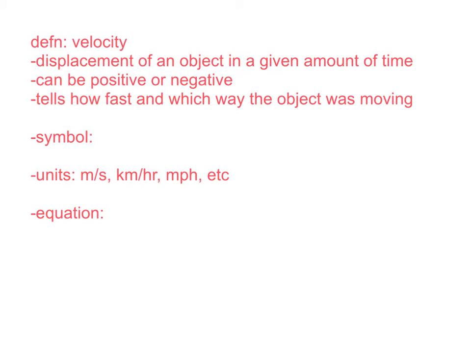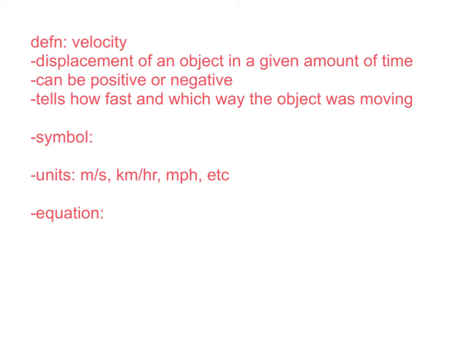And our last definition is velocity. Velocity is the displacement of an object in a given amount of time. It can be positive or negative because velocity is a vector. An easy way to remember that velocity is a vector: v. They both begin with v. So speed is a scalar, velocity is a vector.